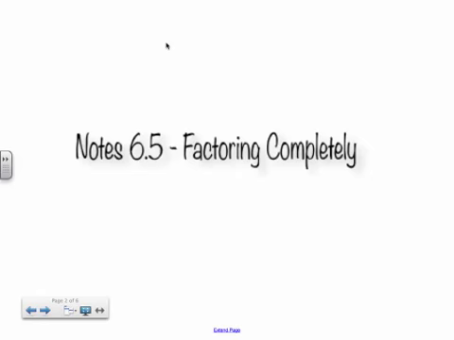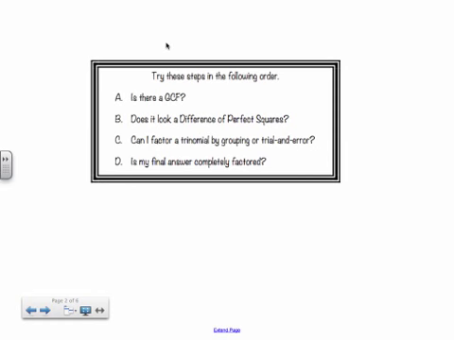But if you look at today's notes, what you need to do is make sure that you ask these questions whenever you're factoring. This is kind of like a condensed version of that flowchart. So first of all, you're going to ask yourself, is there a GCF? Then you're going to look and see if it looks like a difference of perfect squares. Please be careful that if it's a sum of perfect squares, remember you cannot factor it. Then you're going to see if you can factor a trinomial by grouping or trial and error.